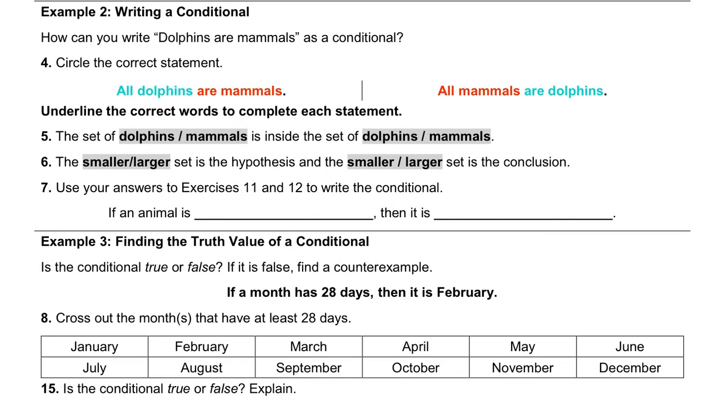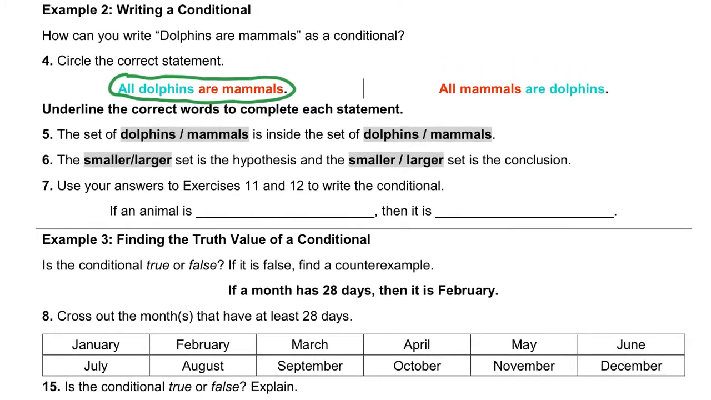Now, writing a conditional from a sentence, from a different phrase, I'm asking, how can you write the phrase, dolphins are mammals, as a conditional? So if we look at these two statements in color here, one statement says all dolphins are mammals. The other statement says all mammals are dolphins. The statement that's true between those two is that all dolphins are mammals. Not all mammals are dolphins. Some mammals are dogs. Some are cats. Some are whales. So those are two different statements, but dolphins are mammals. Not all mammals are dolphins.